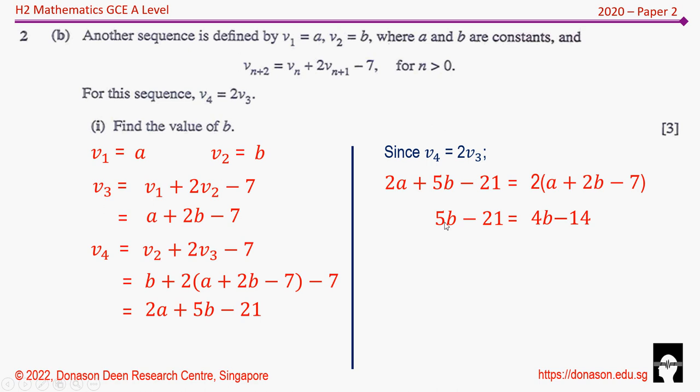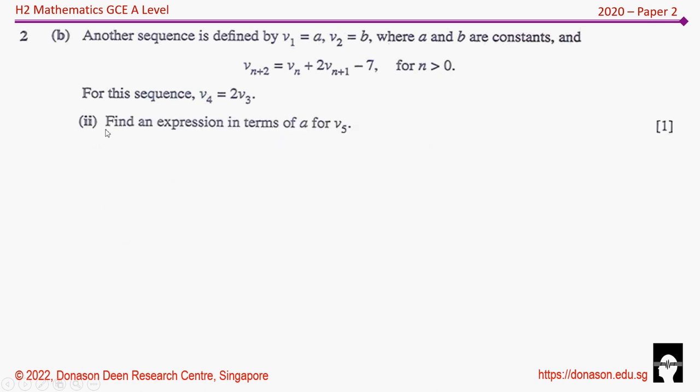So 5b, if you subtract the 4b, that's going to give you just 1b. Negative 21, if you throw to the right, becomes positive 21. From that, if you subtract the 14, that should leave you with a 7. Therefore, the value of b is simply 7. Let's look at part 2 now.